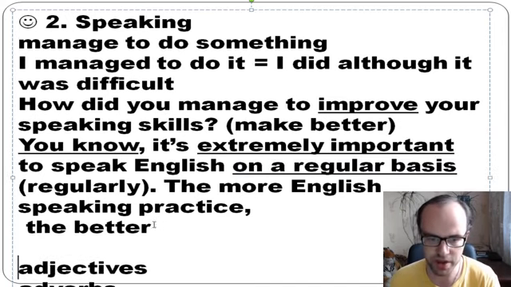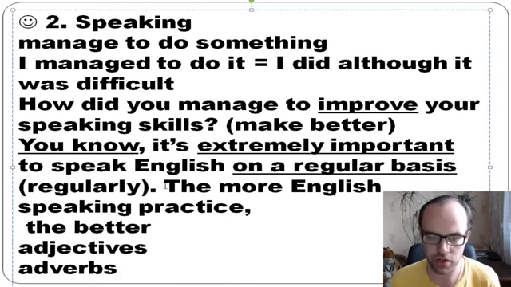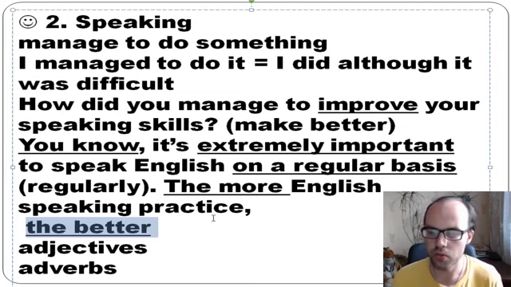Okay, and then you see, the more English speaking practice, the better. It's another structure, the more, yeah? So it's about comparatives. So please, the more English speaking practice, the better. Or, for example, the more homework, the more progress. The more lessons, the more progress, yeah? So the more and the better. It's a comparative form, such a nice structure.